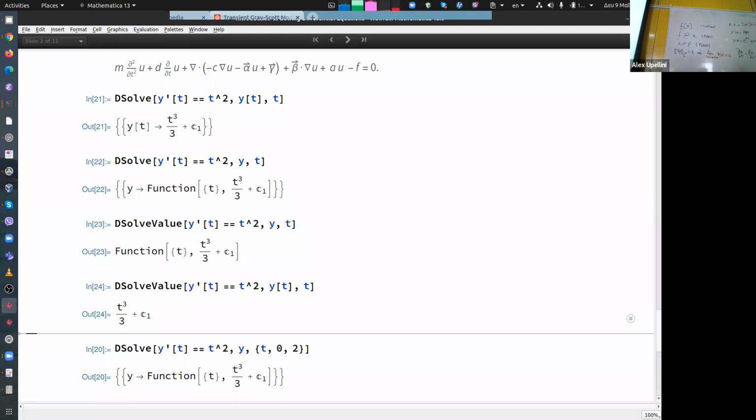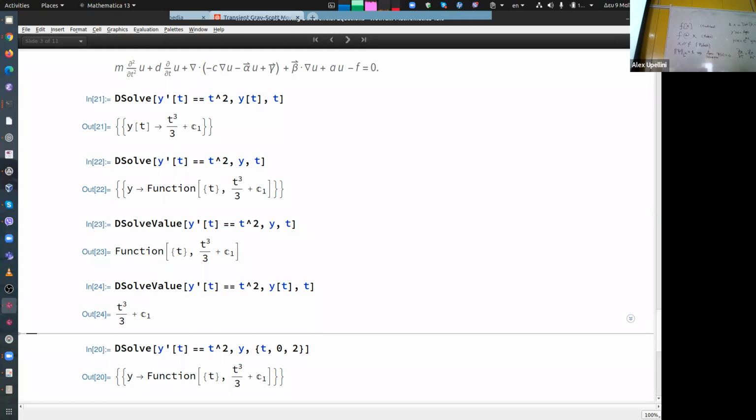I don't know exactly what those different ones check. The first 4 obviously return the same solution, but not in the same form. This form is maybe the most basic one. It's just a formula. Here is a function. What is the difference between this and this? This can be evaluated on something. This can't. For example, here you can say this on A, and it will return A cubed over 3 plus C1. This version can be evaluated on something. This can't. It's just a formula.